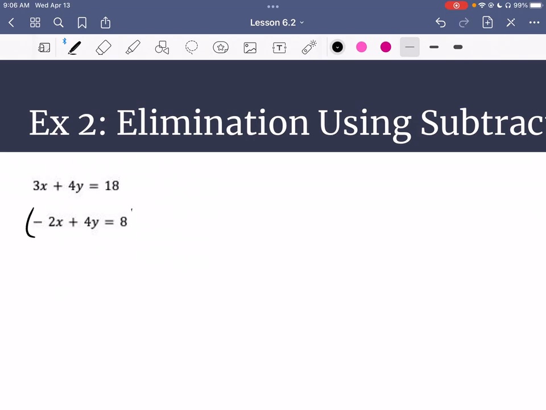It does not matter which one, so I'm just going to multiply the second equation by that. And then I'm going to rewrite what I have over here. So 3x plus 4y equals 18. That stays the exact same.